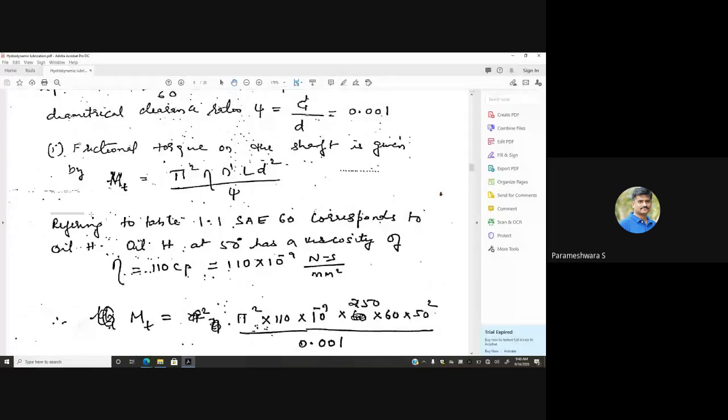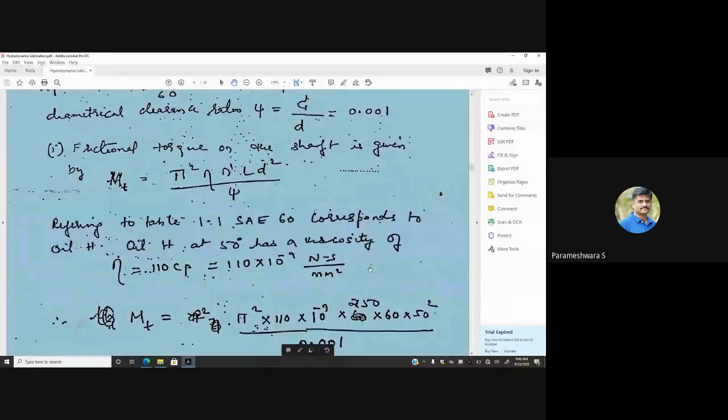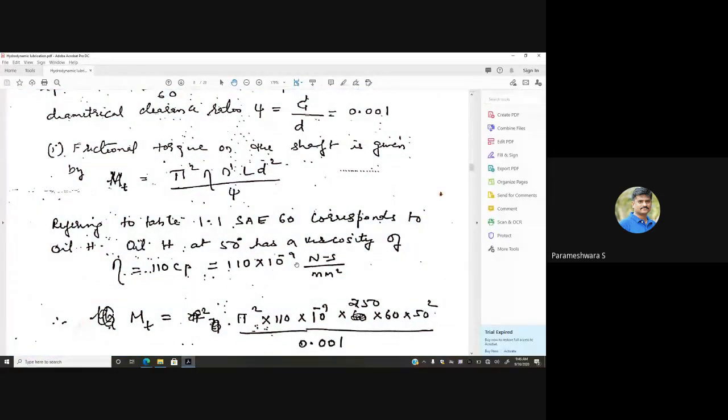Referring to table 1.1, SAE 60 oil at 50 degrees has a viscosity value of 110 centipoise. This is taken from the data handbook. The procedure is similar in Mahadevan also. So you will get 110 centipoise, that is the absolute viscosity of the given grade oil at 50 degrees Celsius. Convert that to Newton second per mm square. Just multiply this value with 10 raised to minus 9 in order to convert centipoise to Newton second per mm square. After converting that value, we can directly substitute it into this formula.